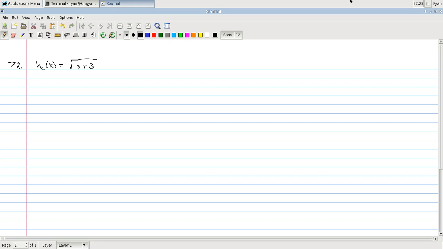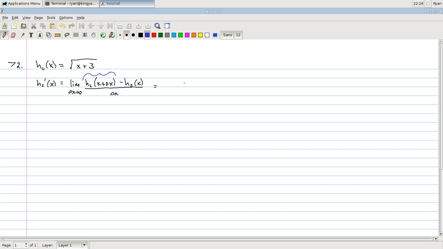Problem 72. Find the derivative of h2 of x equals square root of x plus 3 by the limit definition of derivative. So recall that the limit definition of derivative is that h2 prime of x is the limit as delta x goes to 0 of h2 of x plus delta x minus h2 of x divided by delta x.